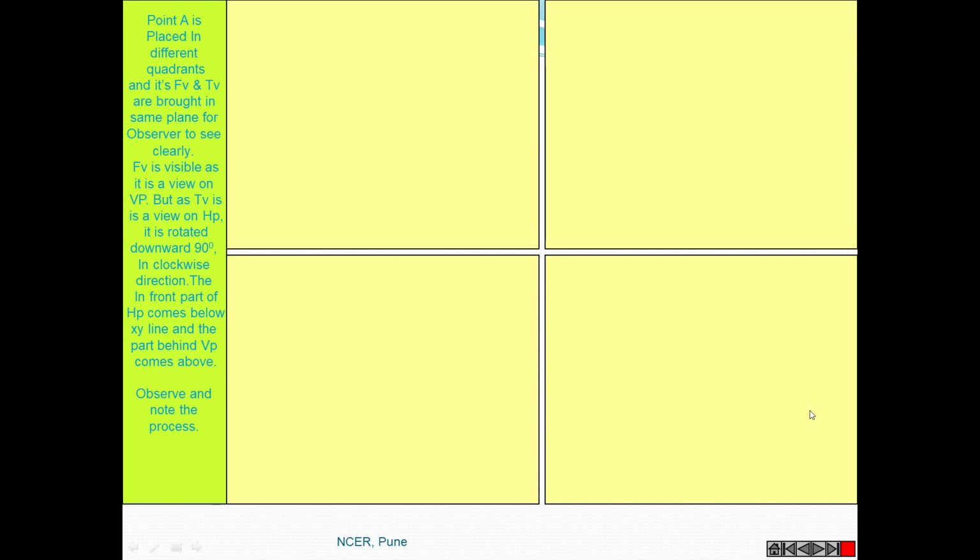Okay, a point A is placed in different quadrants, that is first quadrant, second quadrant, third quadrant, and fourth quadrant. Then its front view and top view position with respect to the x-y, vertical plane and horizontal plane. So this is the first quadrant, above the HP and in front of the VP. This one is above the HP and this part is in front of the VP, first quadrant.